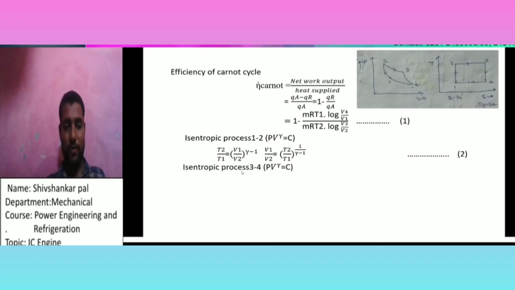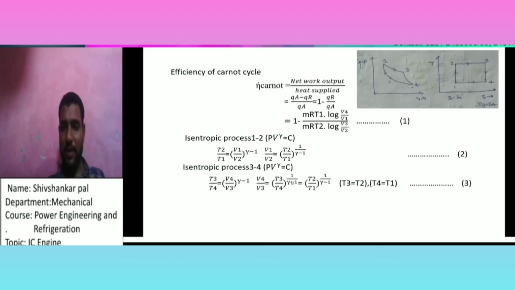Isentropic process 3 to 4. Process 3 to 4 is also an isentropic process. Then apply here T3 by T4 is equal to V4 by V3 to the power gamma minus 1. Then V4 by V3 is equal to T3 by T4 to the power 1 upon gamma minus 1. But you can see that the temperature T2 is equal to T3, that means T3 equals T2 and T4 equals T1. So both equations are equal: T3 by T4 and T2 by T1 are equal.